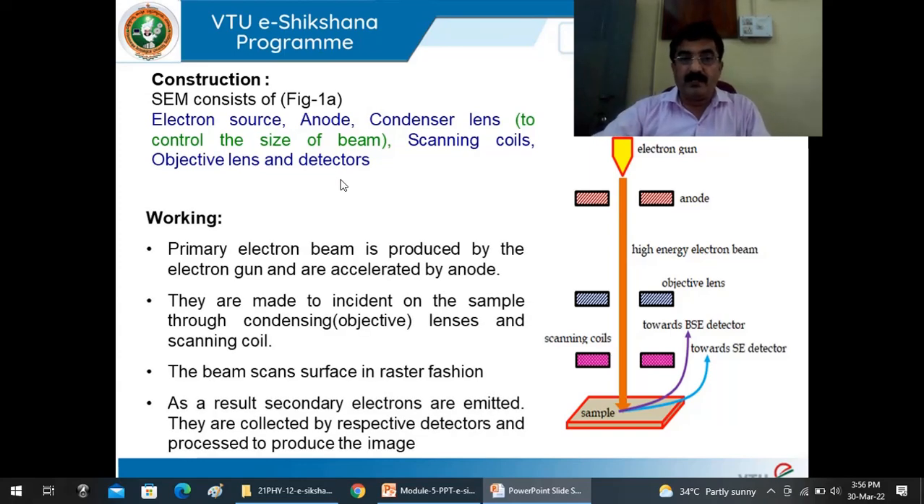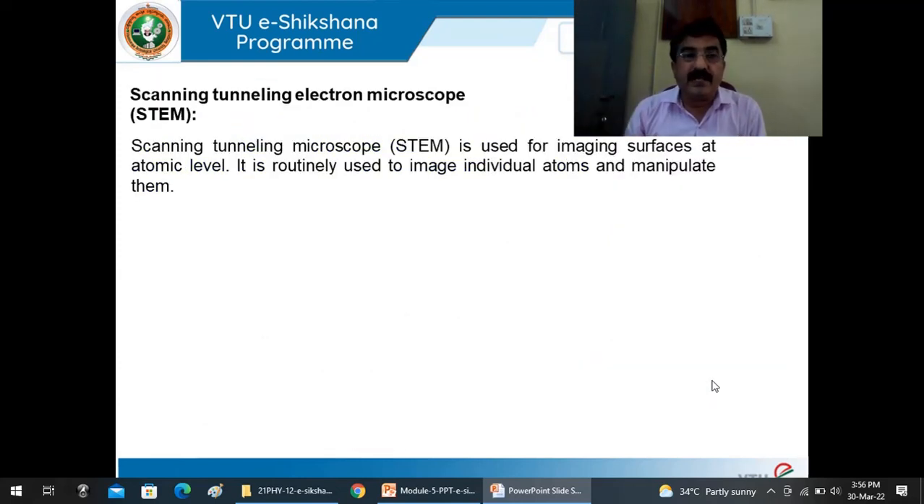And then working, I already told you how it works. The primary electron beam is produced by the electron gun and made incident on the sample. The beam scans the surface in raster fashion. As a result, electrons are emitted, and the emitted electrons proceed towards the detector. So electrons from the source fall on the substance and then backscatter. The scattered electrons have to be detected. So the scanning electron microscope is used to study the inner part, a three-dimensional image, even surface morphology also.